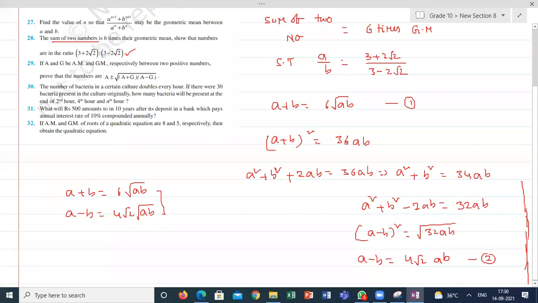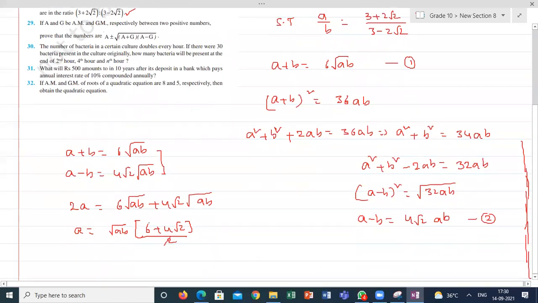If I add these two equations, I will get 2A is equal to 6 root AB plus 4 root 2 root AB. From here, I can calculate the A value like this. If I take root AB common, A is equal to root AB into 6 plus 4 root 2 by 2.